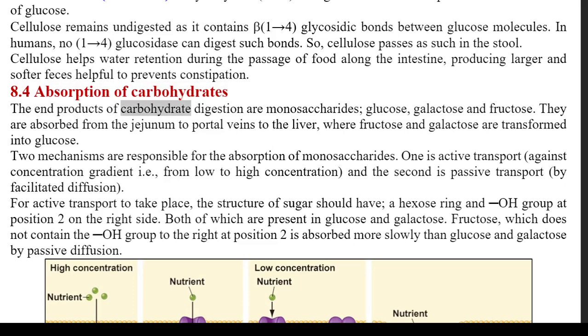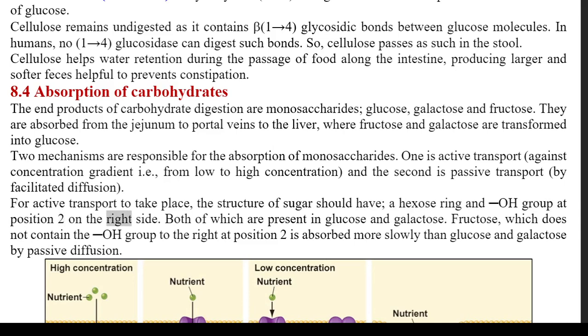The end products of carbohydrate digestion are monosaccharides: glucose, galactose, and fructose. They are absorbed from the jejunum to portal veins to the liver, where fructose and galactose are transformed into glucose. 2 mechanisms are responsible for the absorption of monosaccharides. One is active transport, against concentration gradient, i.e., from low to high concentration, and the second is passive transport, by facilitated diffusion.